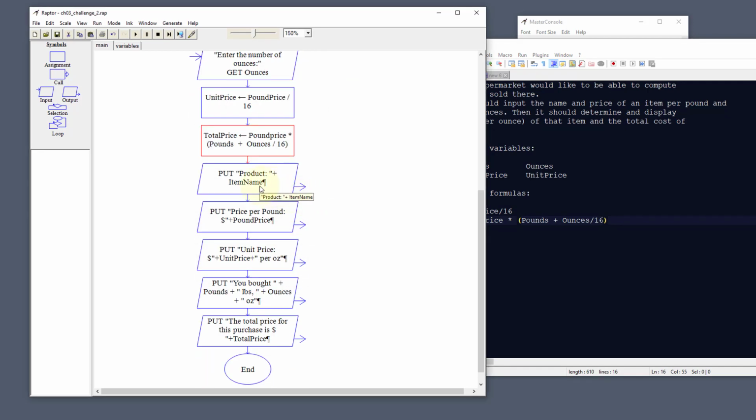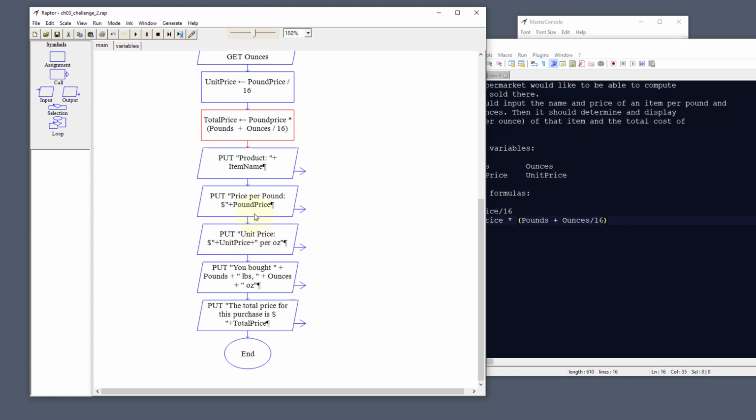Then we're going to output to the user product item name. So we're going to say, what's the product item name? And in this case, we'll say eggs. Price per pound was whatever the price per pound was from our variable. Unit price, whatever that calculation was, or whatever that was input.